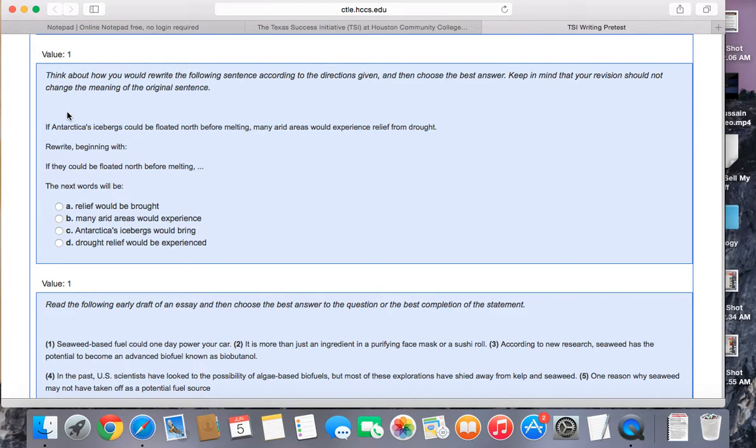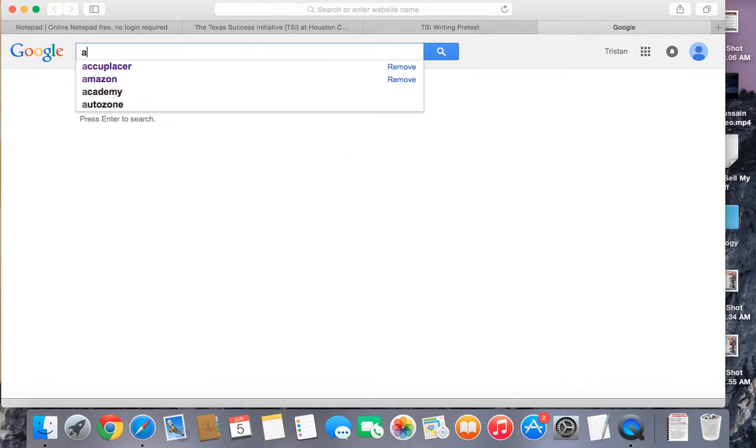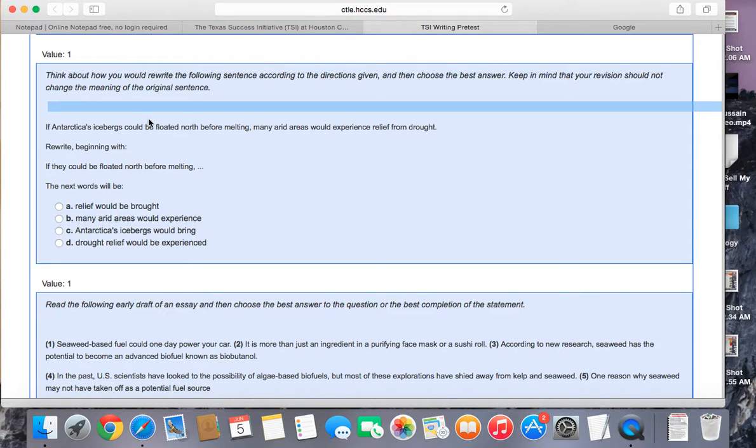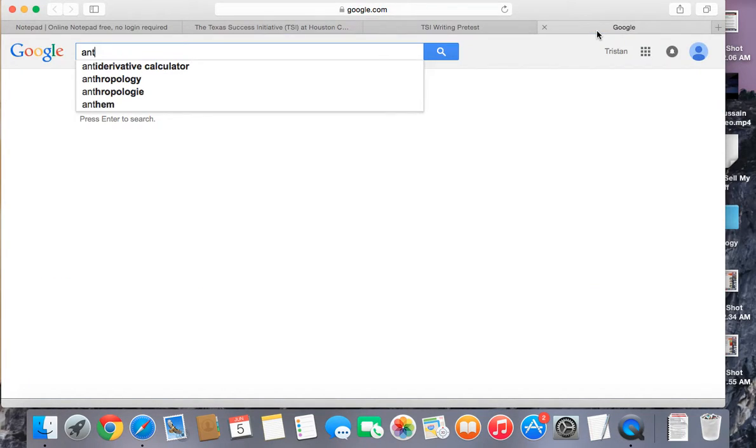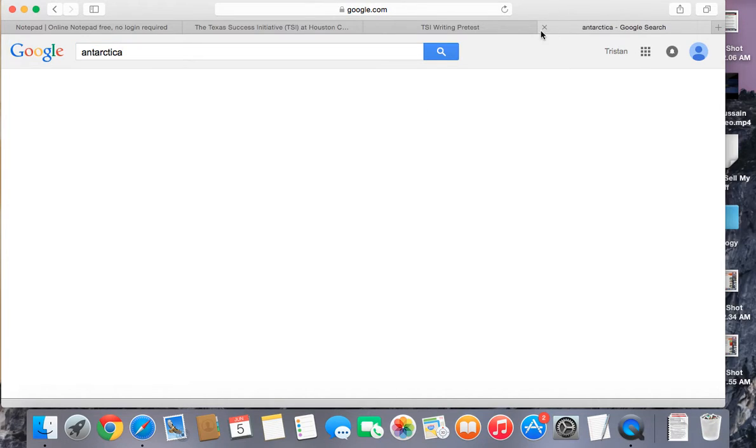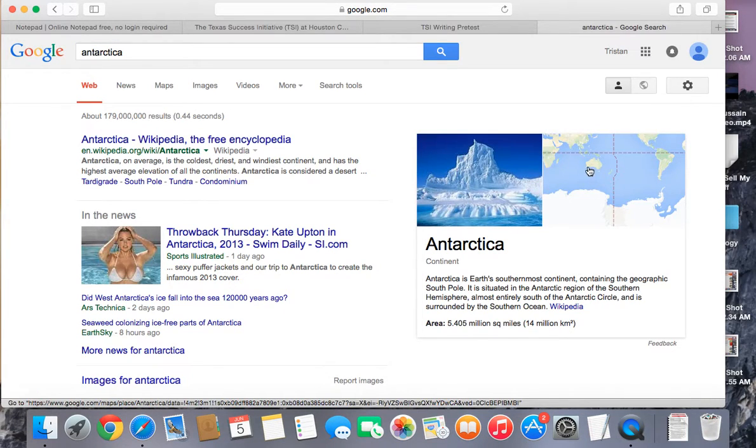So let's read this sentence again. If Antarctica's icebergs could float north before melting. So keep in mind where Antarctica is. I'm gonna show you a map before. You need to logically think about it too. Okay, I was just checking. So Antarctica, it's like, yeah, it's right here, right? If I'm correct.